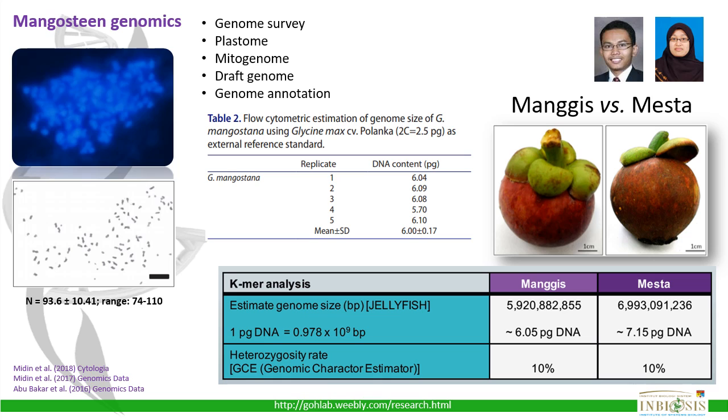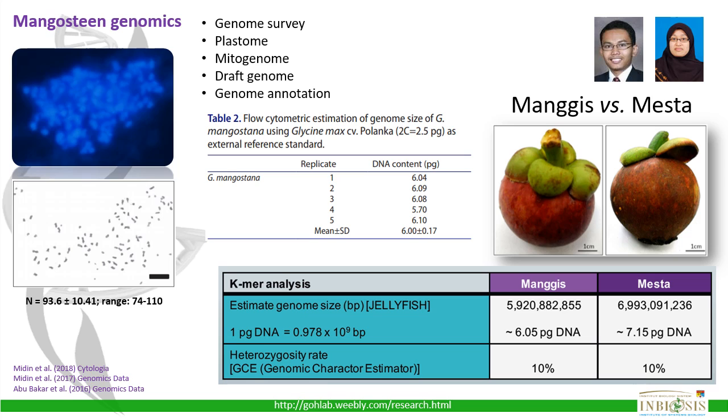The common mangosteen, which is known as Mangis in Malaysia, is round shape, whereas the Mesta is more oblong shape. We noticed that the Mesta variety is actually bigger in genome size. Both of them are very high in heterozygosity, which is surprising because they are apomictic. That means they are produced without sexual reproduction, without fertilizations.